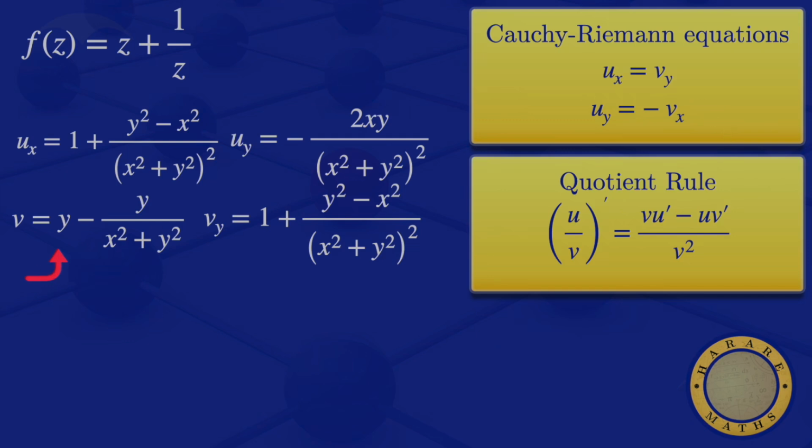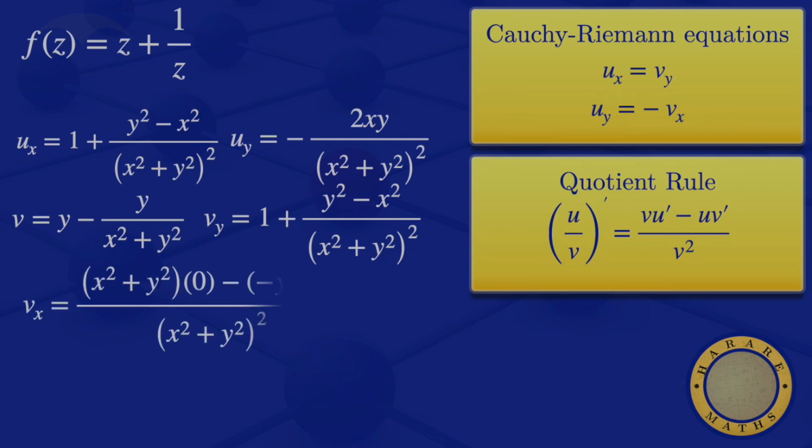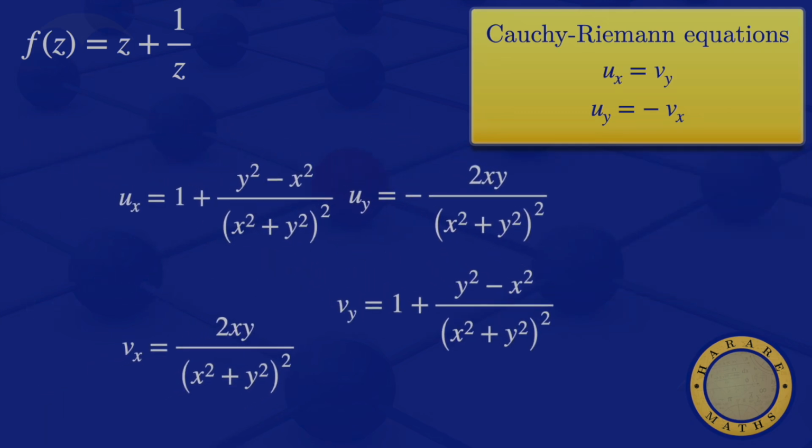So we are differentiating this y with respect to x to give us a 0. Then for this quotient here, we use our quotient rule, and we have the partial derivative of v with respect to x is equal to x squared plus y squared multiplied by 0 minus y multiplied by 2x, divided by x squared plus y squared, all squared. And then when you simplify, we get the partial derivative of v with respect to x is equal to 2xy divided by x squared plus y squared, all squared. So we now have those 4 partial derivatives.